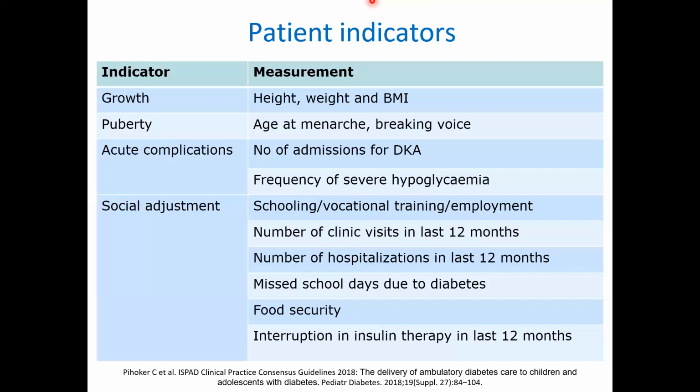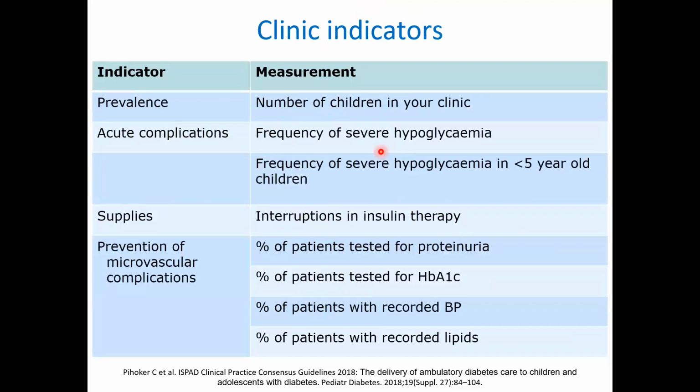That is very important, because if you're going to tell them to take insulin 3 times a day and they don't have meals, then how is it going to work? Okay, so these are things that we really need to address. And then, has there been interruption in insulin therapy in the last 12 months? So those are patient indicators, and then we have clinic indicators.